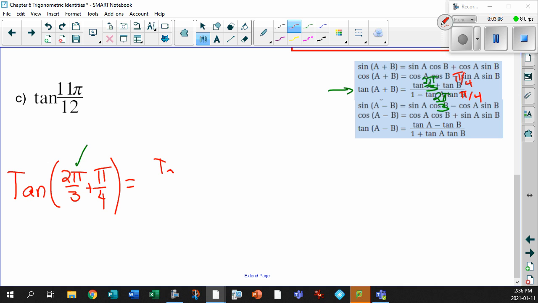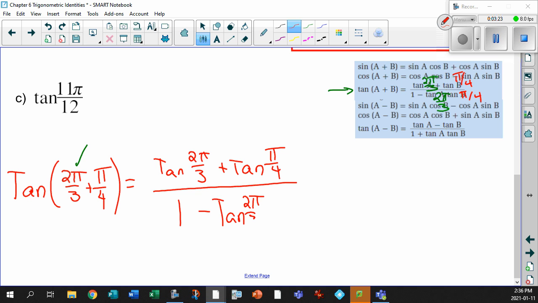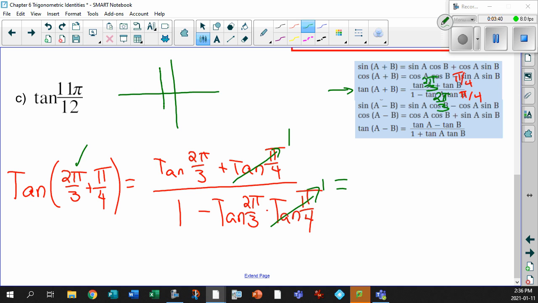So we got tan of 2 pi over 3, plus tan of pi over 4, over 1 minus tan of 2 pi over 3 times tan of pi over 4. Do you remember why we chose pi over 4? That becomes 1, making this a whole heck of a lot easier. Now, the tan of 2 pi over 3. Okay, let's write it out here. 2 pi over 3 is the thin one right there. That's going to be minus a half, root 3 over 2.